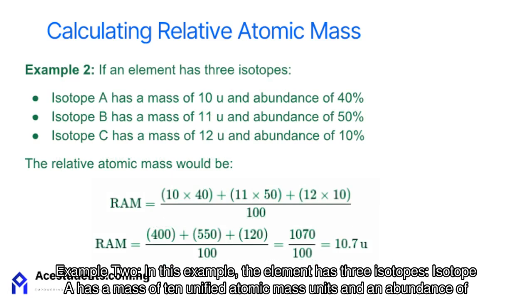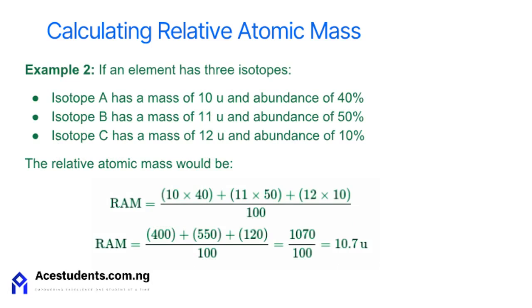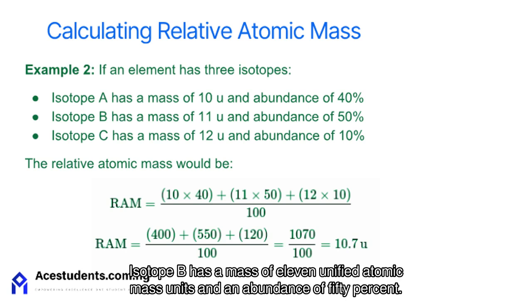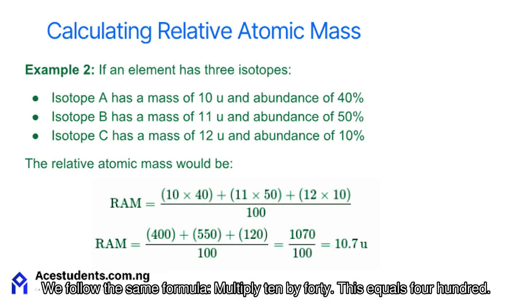Example 2. In this example, the element has 3 isotopes. Isotope A has a mass of 10 unified atomic mass units and an abundance of 40%. Isotope B has a mass of 11 unified atomic mass units and an abundance of 50%. Isotope C has a mass of 12 unified atomic mass units and an abundance of 10%. We follow the same formula.